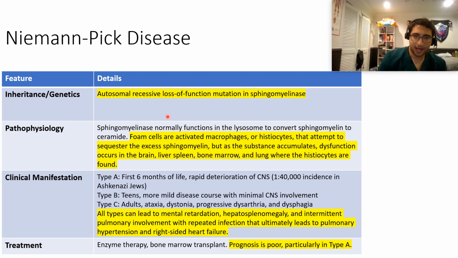All right. And where do you find macrophages? You find them in the brain, liver, bone marrow, and lungs. You get these bone marrow abnormalities. You get these liver and spleen abnormalities. You get these brain abnormalities and lung abnormalities. You might be thinking, macrophage in the liver?